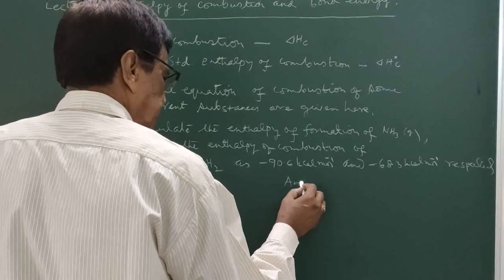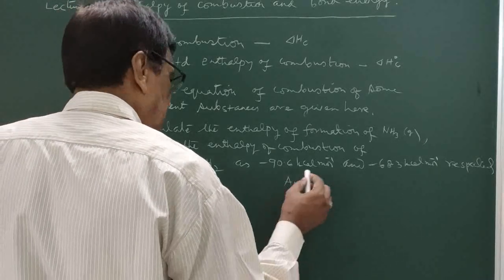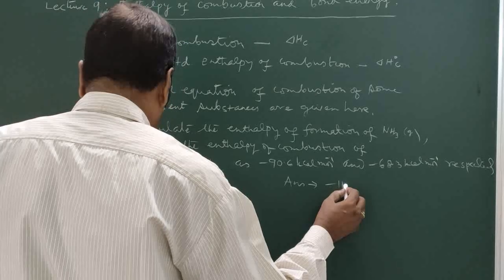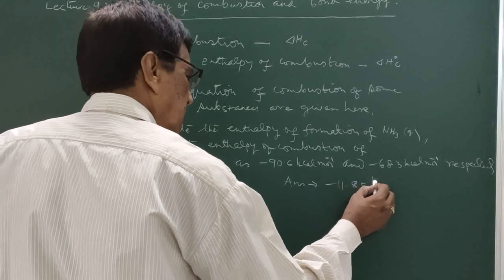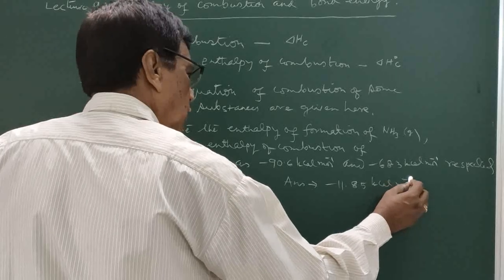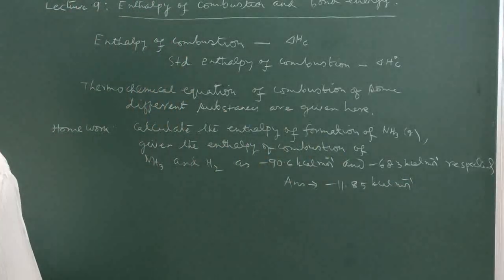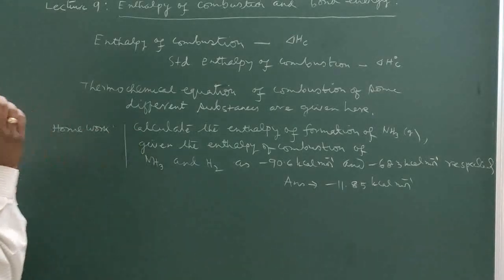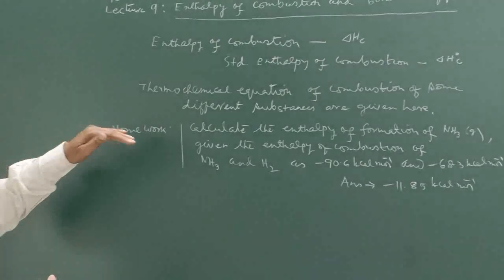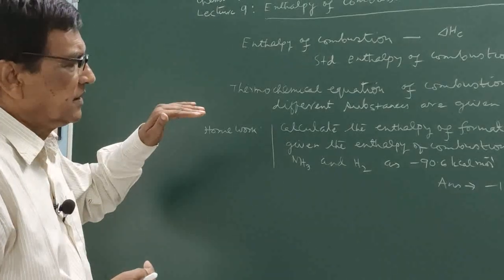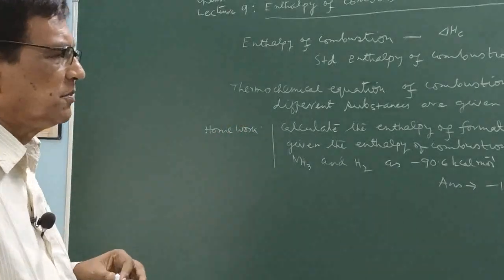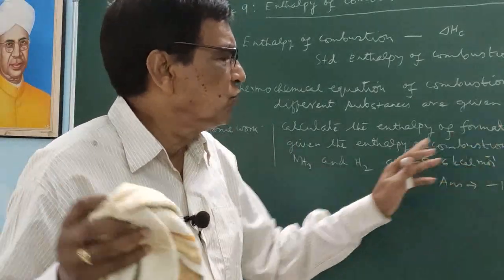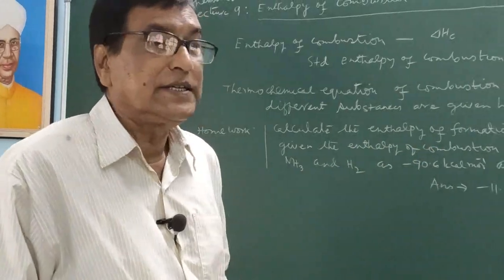This answer is minus 11.85 kilocalorie per mole inverse. Do this problem at your own home and practice how the enthalpy of formation of a compound could be obtained from the enthalpy of combustion. Enthalpy of formation could be obtained from this enthalpy of combustion data.